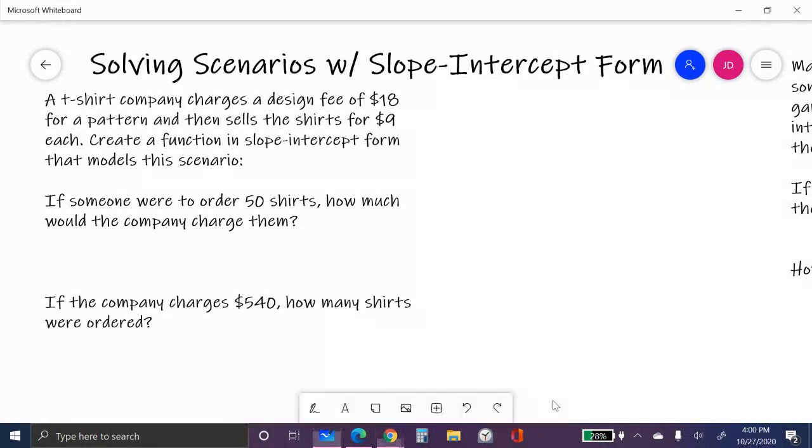So in the first problem, we said a t-shirt company charges a design fee of $18 for a pattern and then sells the shirts for $9 each. Create a function rule in slope-intercept form that models the scenario.